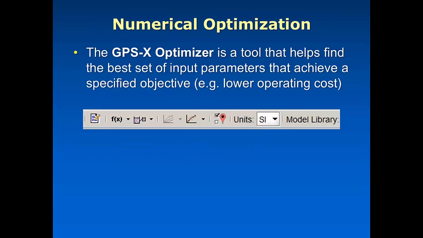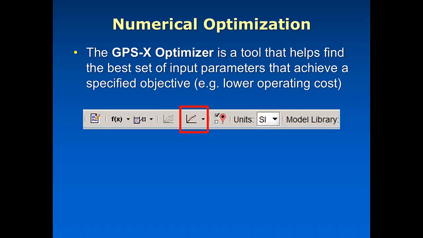Okay, so let's jump right in and talk a little bit about numerical optimization. The GPSX Optimizer tool is something that you can use with a completed model. So you've put a model together in GPSX, you've entered in all the information, you've run simulations, you're happy with the calibration and everything is fine. What you can then do is let GPSX take control of a couple of the parameters and do a search routine to find the best answer for a specific objective that you're looking at.